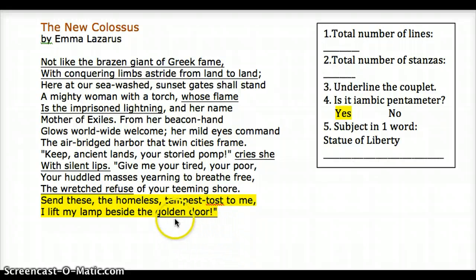And the golden door symbolizes something as well. So this would be an example of symbolism. The wretched refuse is a metaphor. She doesn't think that people are literally garbage, but they feel like they're being thrown away from their own country and finding a new home. So you can talk about those when you do your analysis.